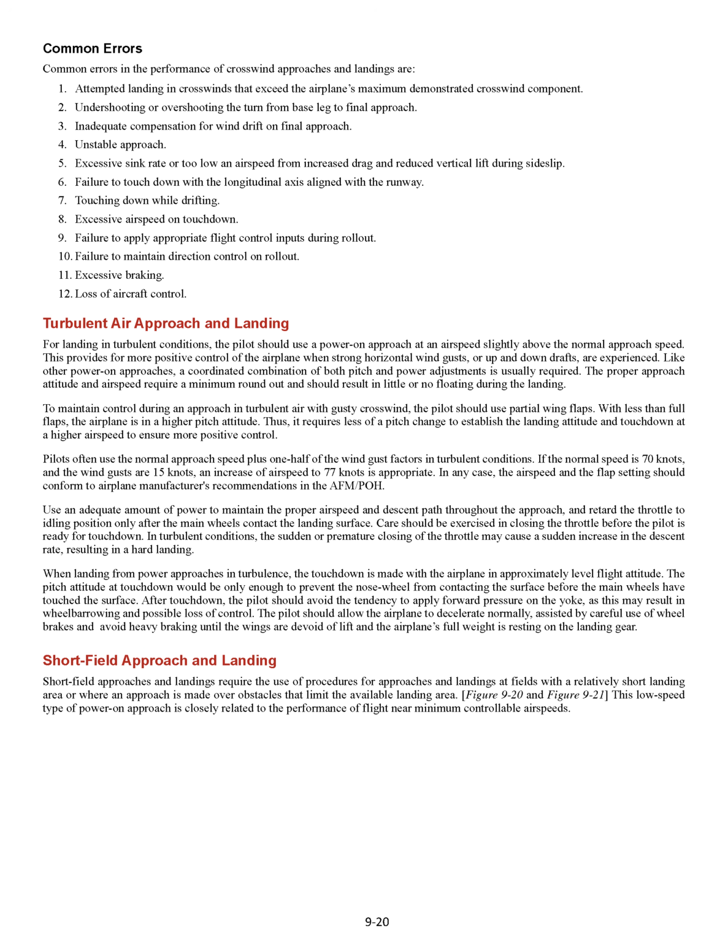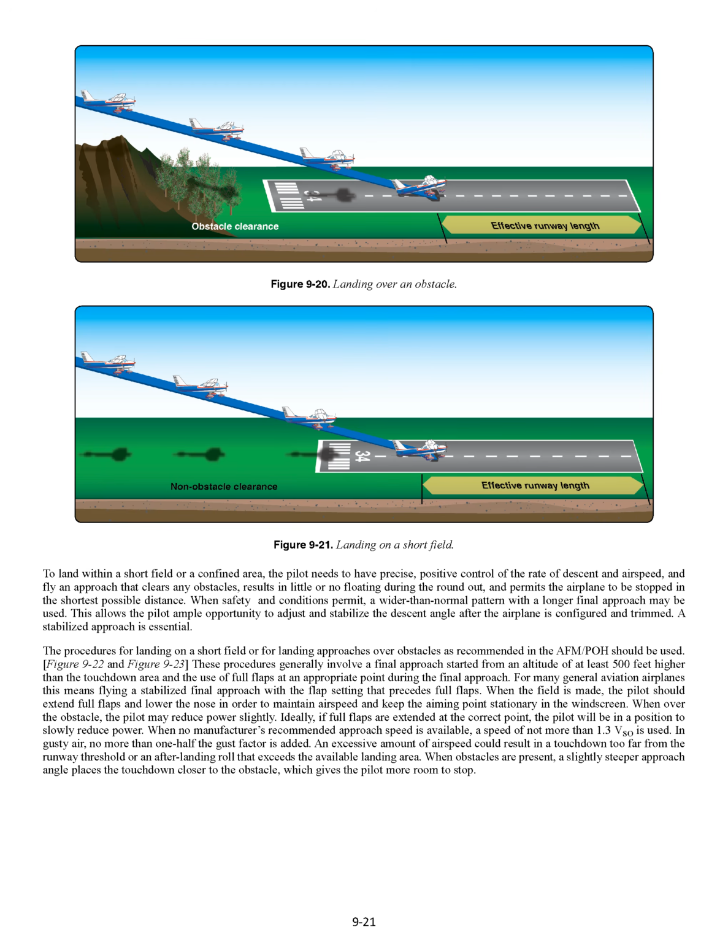Short field approach and landing. Short field approaches and landings require the use of procedures for approaches and landings at fields with a relatively short landing area or where an approach is made over obstacles that limit the available landing area. This low-speed type of power-on approach is closely related to the performance of flight near minimum controllable airspeeds. To land within a short field or a confined area, the pilot needs to have precise, positive control of the rate of descent and airspeed, and fly an approach that clears any obstacles, results in little or no floating during the round-out, and permits the airplane to be stopped in the shortest possible distance.